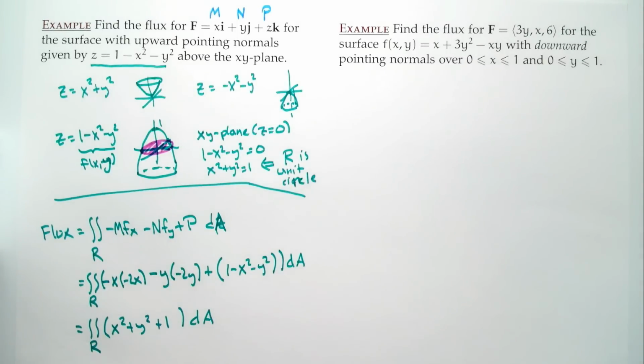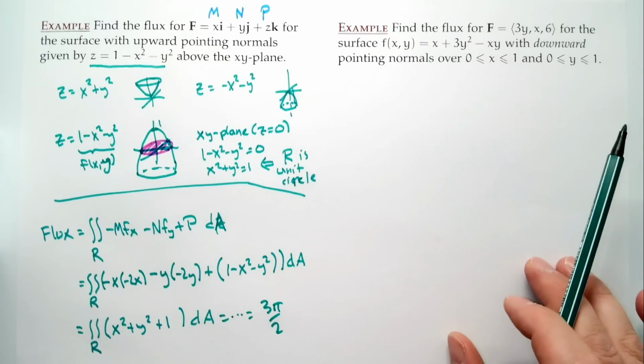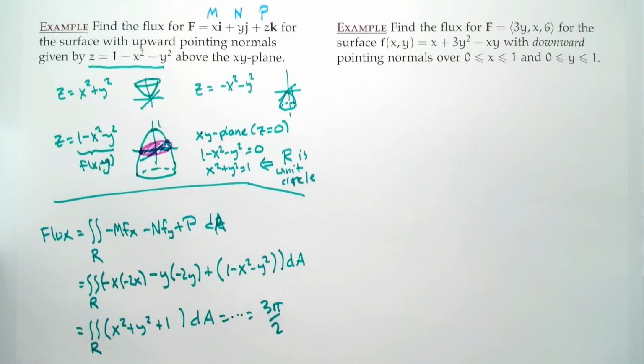So I guess this equals 3 pi over 2. Find the flux for another surface, f of xy, which is x plus 3y squared minus xy, with downward pointing normals over 0 less than or equal to x less than or equal to 1, and 0 less than or equal to y less than or equal to 1.